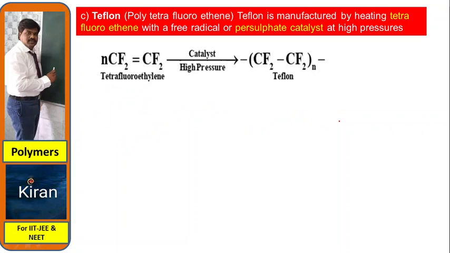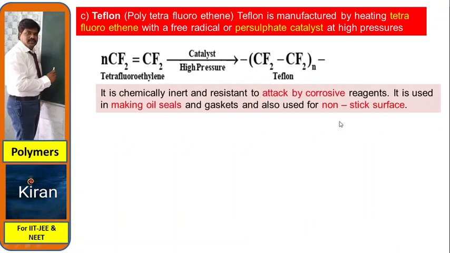Tetrafluoroethylene changed into Teflon. It is chemically inert and resistant to attack by corrosive reagents. It is used in making oil seals, gaskets, and also used for non-stick surfaces. Teflon coating, you know, Teflon vessels you are using in your home also.